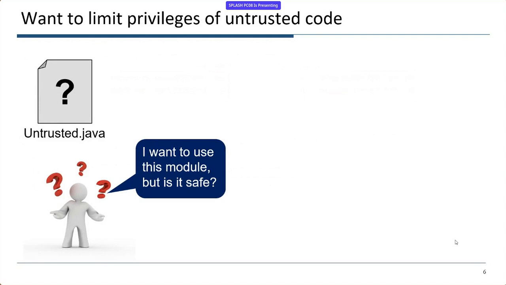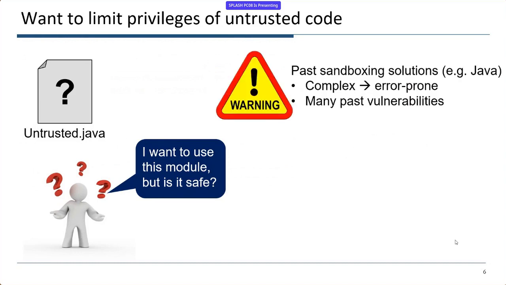Okay, so let me motivate some of these features. First of all, one of the things we'd like to do is limit the privileges of untrusted code. So I have this untrusted Java file. I want to use the module, but is it safe? So in Java, we have a way of handling this. It's called sandboxing.